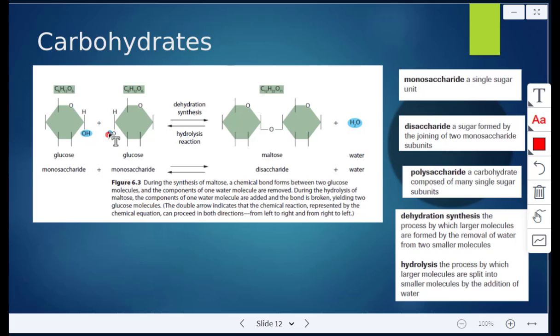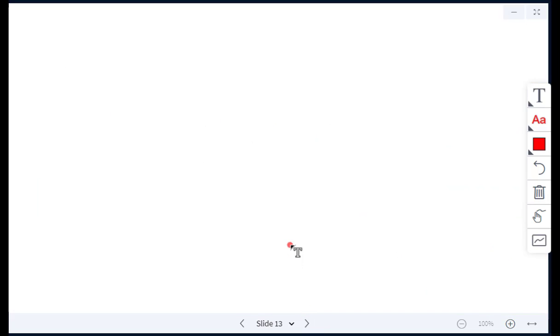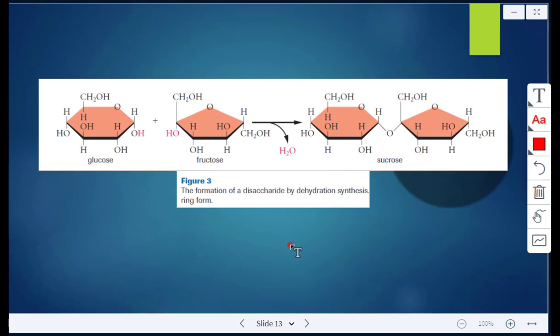So here in blue we can see OH and H here. That's the removal of water. Here again, we're seeing the formation of a disaccharide. This time we have glucose, which is a monosaccharide, plus fructose, which is also a monosaccharide. And there's a removal of water to form a disaccharide called sucrose.